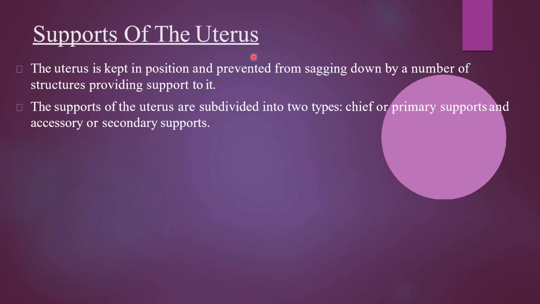Further about ligaments in the form of supports. The uterus is kept in position and prevented from sagging down or coming down by a number of structures that provide support to it. These supports are divided into chief or primary and accessory or secondary supports.